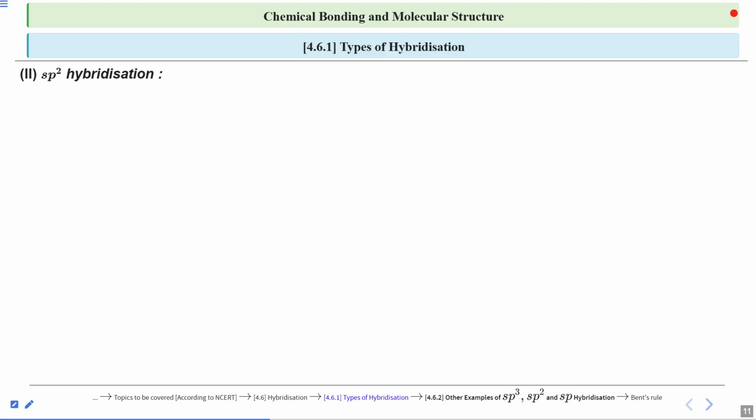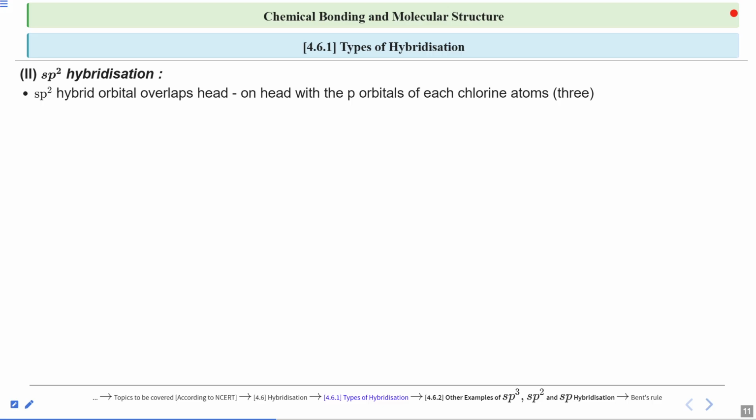So we got our hybrid orbital, right? Now what are we interested in? We are interested in now making the bonds. How will we do it? Again, your sp2 hybrid orbital will do a head-on overlap with the 3 chlorine atoms. Your atomic p orbitals will do this too. Upon this head-on overlap, there will be formation of 3 sigma bonds with the pz orbital of the chlorine atoms.